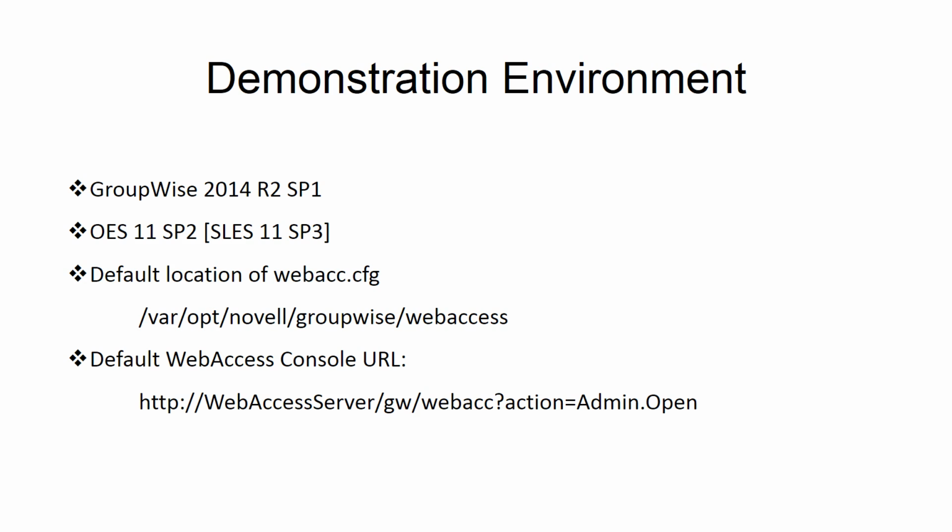The default location of your webac.cfg file is in /var/opt/novell/groupwise/webaccess. The default WebAccess Console URL is https:// either the IP address or the DNS name of your WebAccess server /gw/webacc?action=admin.open. Note that Admin is with a capital A and Open is with a capital O.